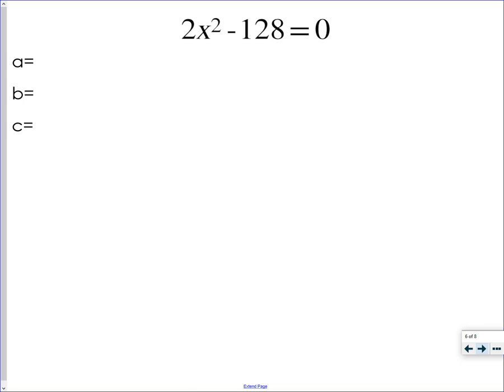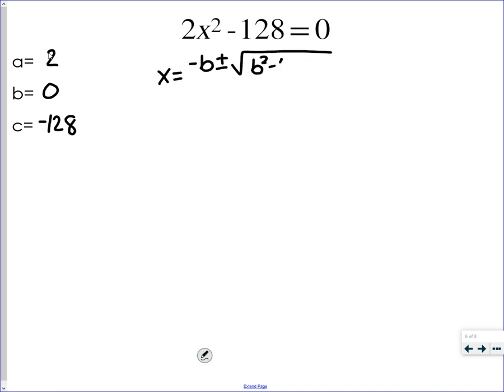Sorry. This one looks a little different because I'm missing the middle term. I don't have a B in this case. But when that happens, that just means the B is 0. The A is 2. The B is missing, so it's a 0. The C is really a negative 128. So here we go. X equals negative B plus or minus the square root of B squared minus 4AC all over 2A. I apologize again, you gotta listen to my voice for that.